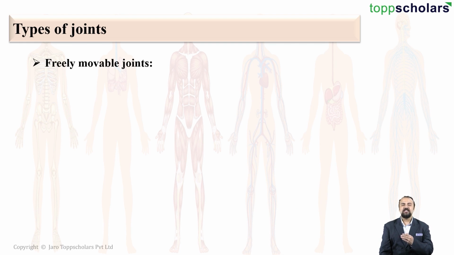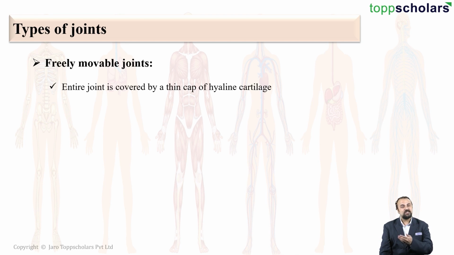Students, remember, these are the most advanced type of joints and the most evolved type of joints as well. These joints, as the name suggests, allow free movement. The entire joint in this case is covered by a thin cap of hyaline cartilage. Also students, the joint is enclosed within a synovial capsule.